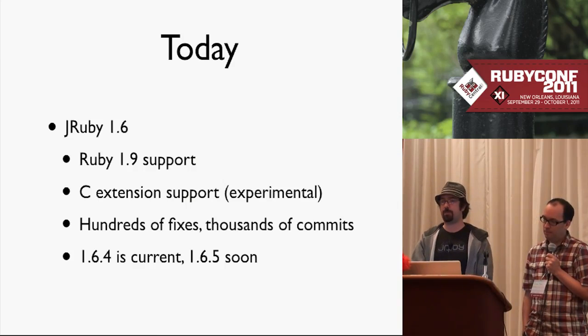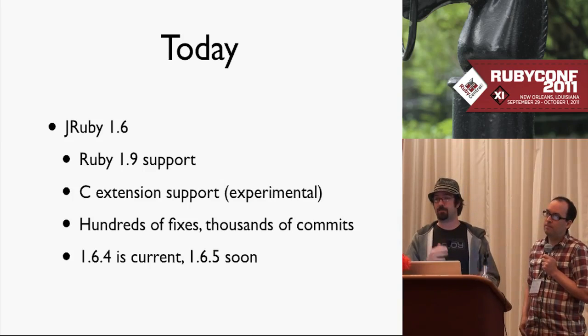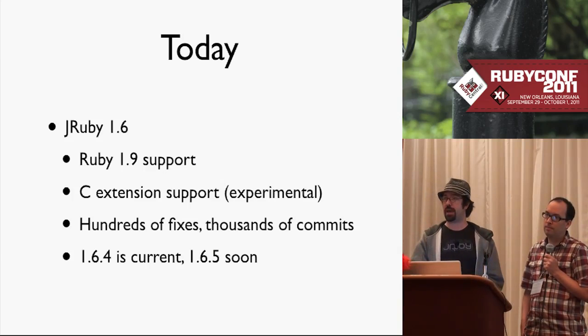We added experimental C extension support in this release, thanks to Tim Felgentreff and the Ruby Summer of Code 2010, which was an incredible effort. And actually, a large number of extensions do work. There's some limitations when they run on JRuby, but as a migration strategy, a lot of times you can install those gems and they'll work until you can find a more compatible option.